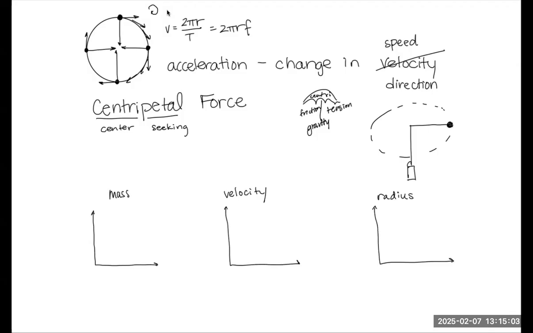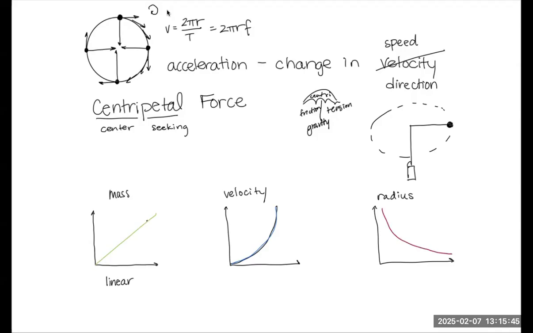Now, when we did this in class, we end up seeing the following three patterns. For mass, we end up getting something linear. For velocity, we end up with something quadratic. And for radius, we end up with something inverse. So let's think about what this means before we try to build this into an equation.